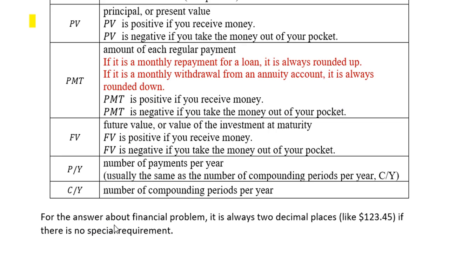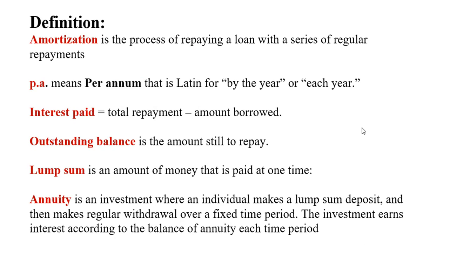For the answer about financial problems in IB exam, it's always 2 decimal places, if there's no special requirement, like $123.45 as a solution. Before we get started, let's talk about some definitions of finance terms.